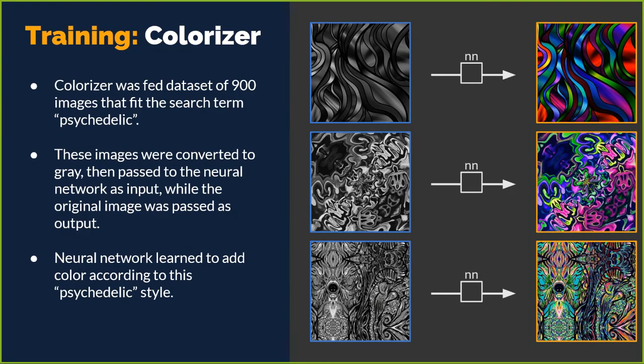So for training the colorizer, we fed it a dataset of about 900 images that were scraped from the internet. Literally just looked up the term psychedelic and then scraped a bunch of images, resized them to 1024 by 1024. The images were converted to gray and then passed to the neural network as the input, and the original color images were given as the desired output, so that the neural network could learn to recolor these training images according to this psychedelic art style. And we achieved something like 95% accuracy, maybe like 93% accuracy with this.